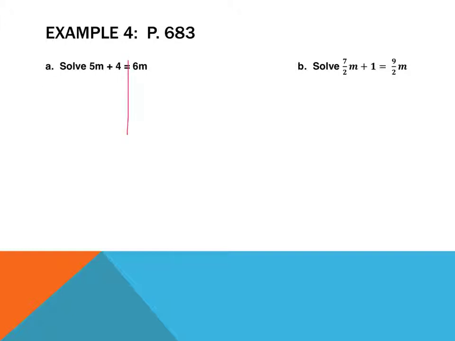Alright, so I want to cancel my 5m. So 5m minus 5m is going to cancel. And then I'll bring down the 4 equals 6m minus 5m is 1m. So I have m by itself on one side and my number 4 on the other side.